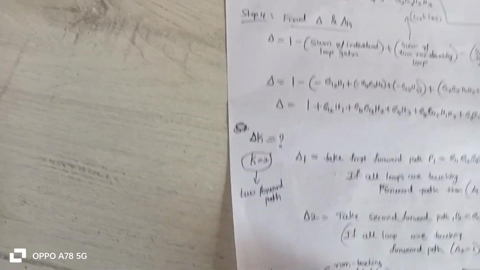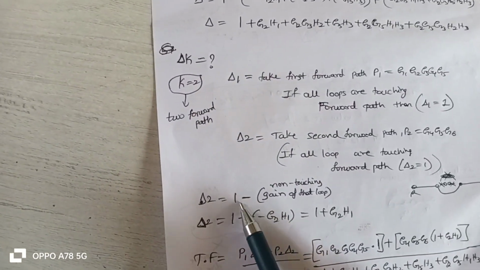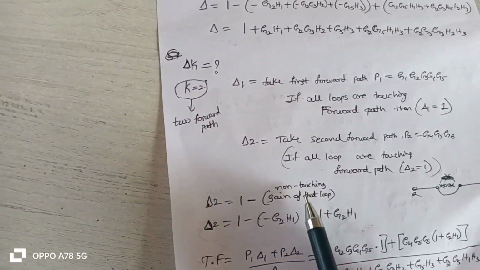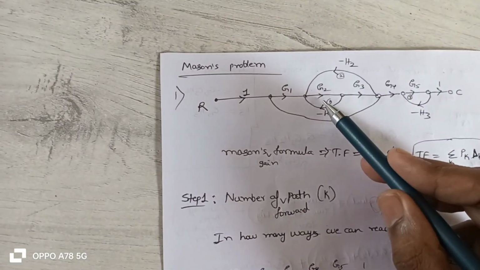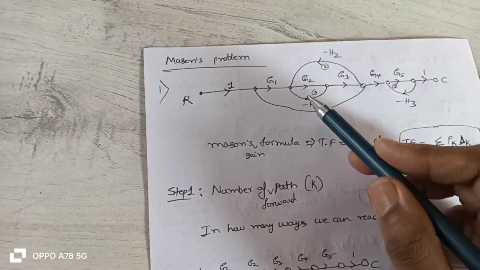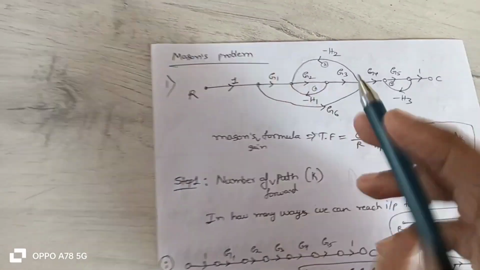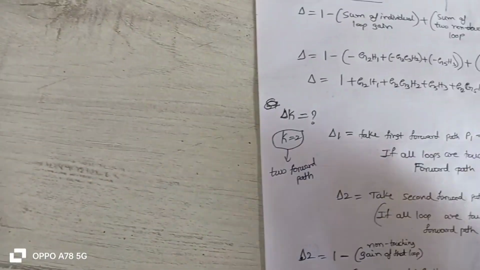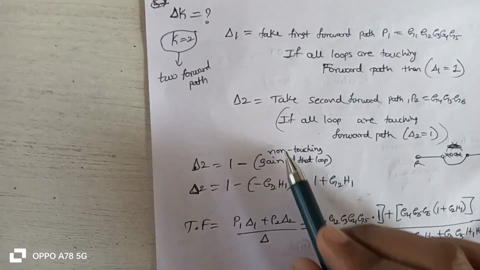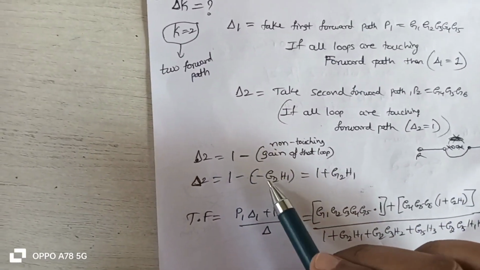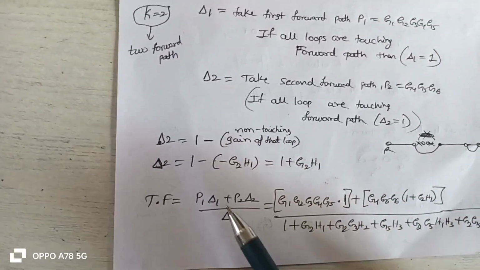So delta 2 can be written as 1 minus the gain of the non-touching loops. The gain of the non-touching loops here is the loop with G2 gain and minus H1 feedback. This is not touching, so it is G2 into minus H1. You put it in the formula and substitute here, and you get this equation. So delta 2 you got.